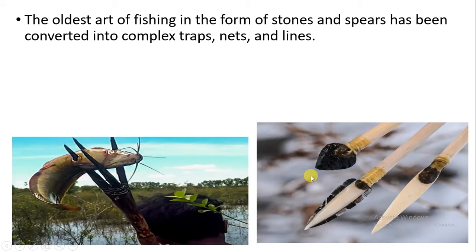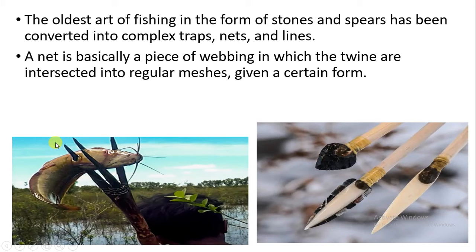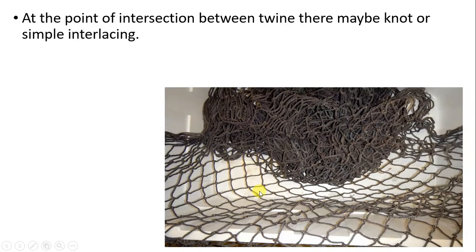लेकिन आज के ज़माने में जो है there are number of traps, nets and lines are used to catch the fishes. So ये जो net है it is basically a kind of a web जो कि twine का बना होता है, strings का बना होता है और उसमें कुछ intersection present होंगी जो कि एक mesh का appearance देंगे. So the net, the strings they are present in the net, the twine या तो वो organic product के बने होंगे like the cotton, silk, flask hemp या तो फिर वो बने होंगे कुछ synthetic material के like the nylon and the capron. So जब भी हम किसी fishing net को देखते हैं there is a point of intersection between the twine. These are called as knot or you can say it as a simple interlacing.